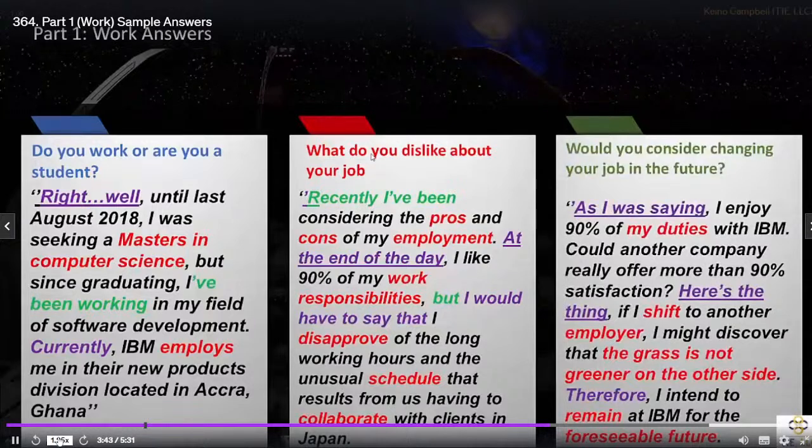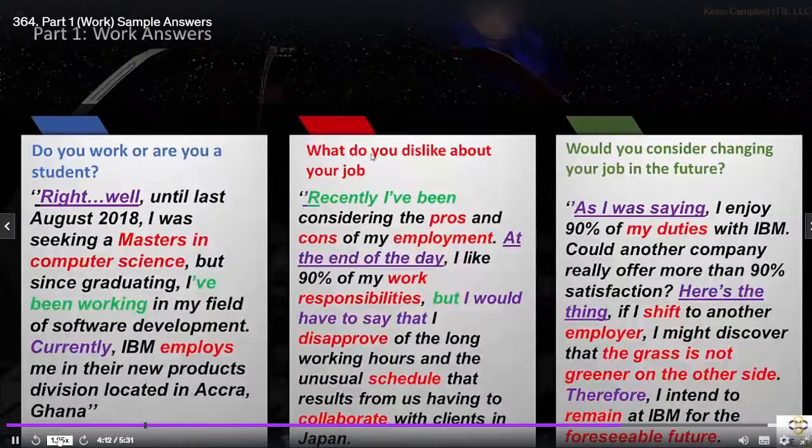Would you consider changing your job in the future? As I was saying, I enjoy 90% of my duties with IBM. Could another company really offer more than 90% satisfaction? Here's the thing. If I shift to another employer, I might discover that the grass is not greener on the other side. Therefore, I intend to remain at IBM for the foreseeable future.